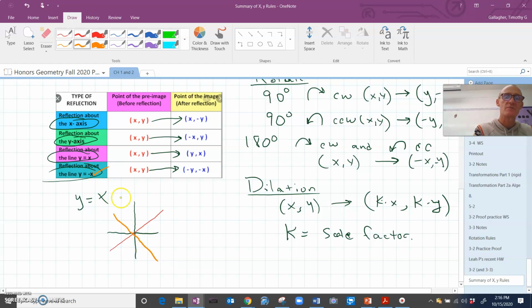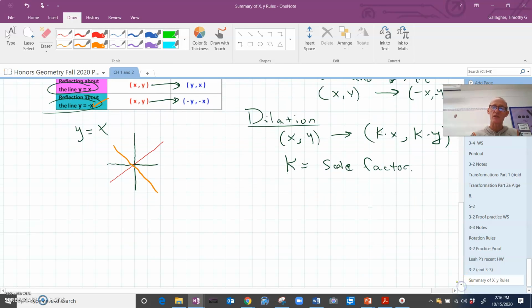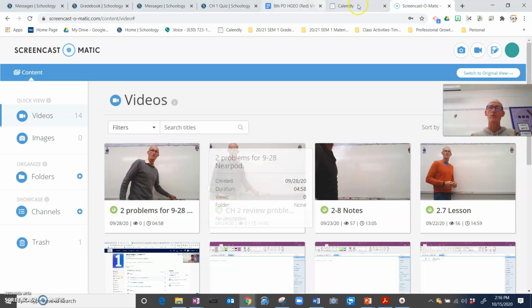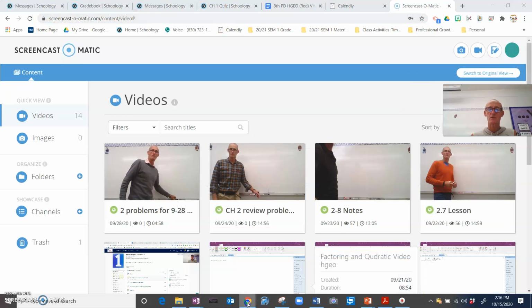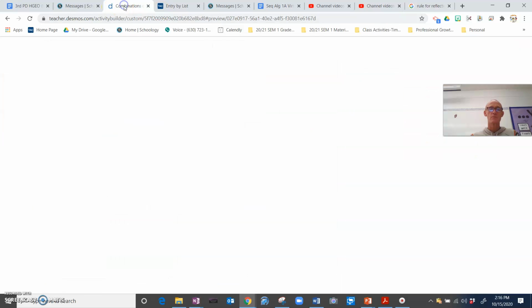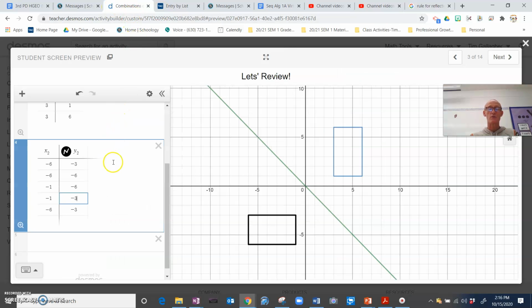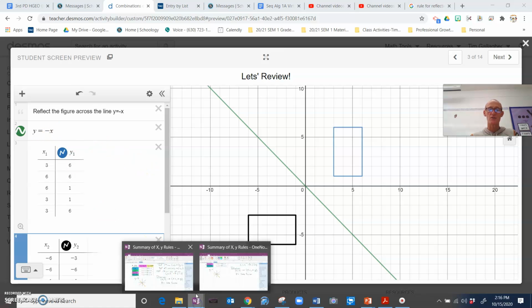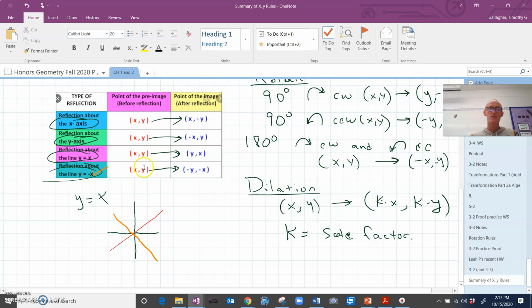So, okay, that is the summary of the rules for algebra that you will use for moving the shapes in the Desmos activity. Okay? For the Desmos activity, you have to figure out, where's that Desmos activity? You have to figure out if it's the line y equals negative x, then the rule is that (x, y) turns to the opposite of y and the opposite of x.